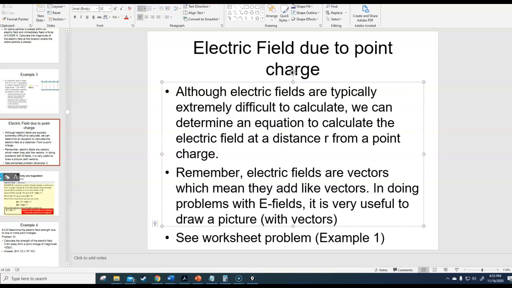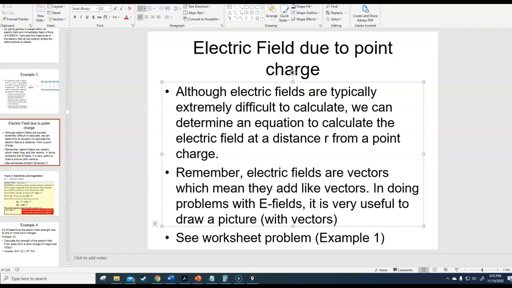Okay, so what we're going to do now is derive an equation that allows us to calculate the electric field strength due to a point charge. Now, typically speaking, electric fields are very difficult to calculate in practice because in real-life situations you have bajillions of charges, and in the best-case scenario you need some type of calculus to find the electric field due to a bajillion different point charges, and usually it involves some type of integral. And in the worst-case scenario, you basically have to use a computer program to figure out what the electric field is due to a really complicated distribution of charge.